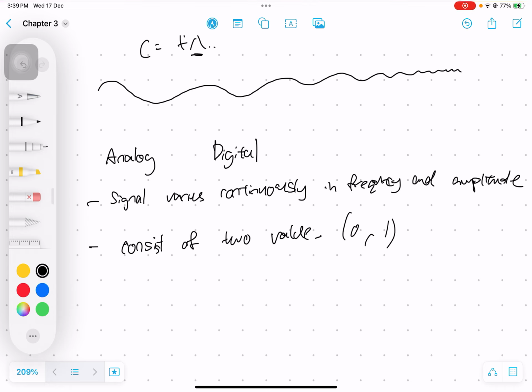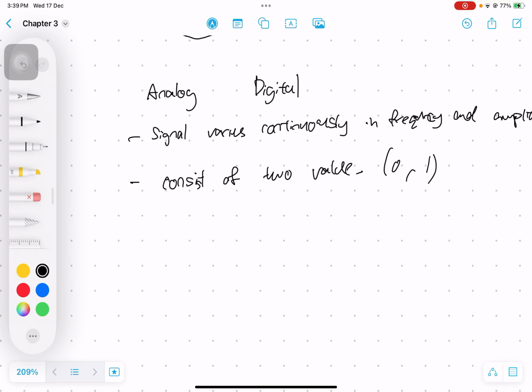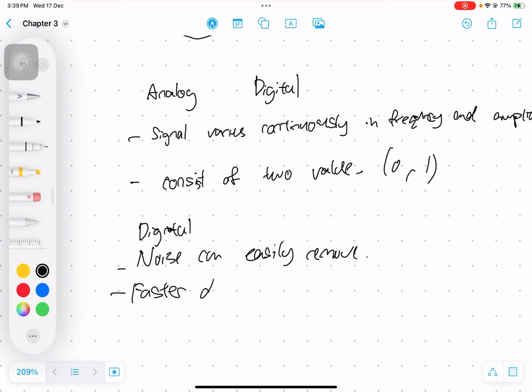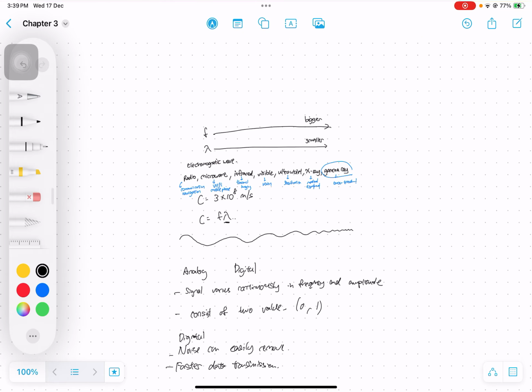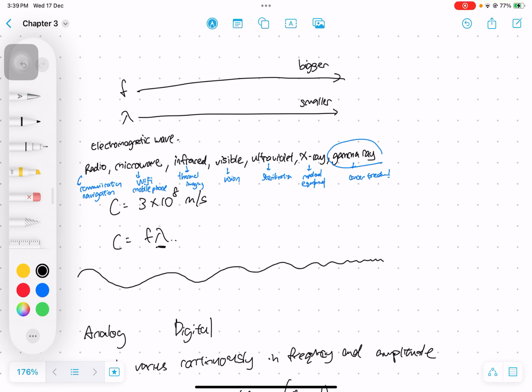So what are the advantages of using digital signals? Noise can be easily removed, and there is faster data transmission. So that's the advantage of using digital, and that's the difference between them. And this is all about chapter 3.3, electromagnetic waves.